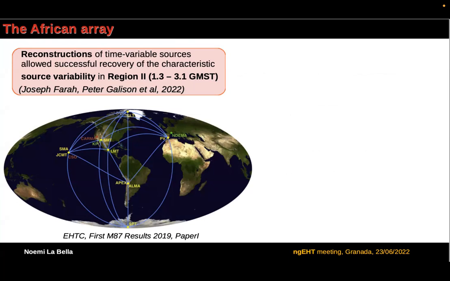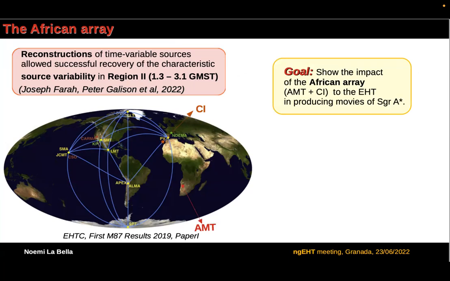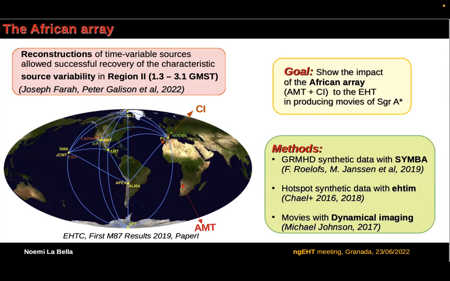Why are we interested in adding a telescope on the African continent? Because, as you can see, most of the stations are located in the western part of the array, and at the moment we are able to reconstruct variable sources using a window in the western part of the array, but not with the eastern array. So the goal of this project is to show the impact of the African array, consisting of two stations, the African Millimeter Telescope and the Canary Island telescope, on the EHT in producing movies of Sagittarius A*. We use these methods, as was also mentioned this morning by Michael Johnson.